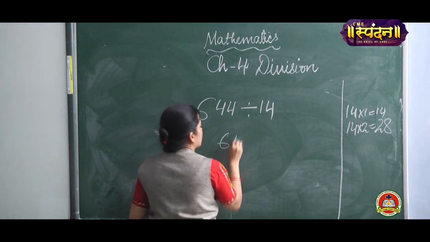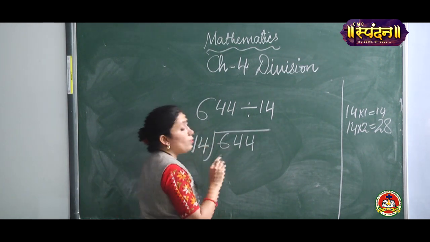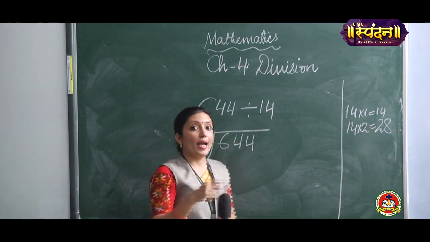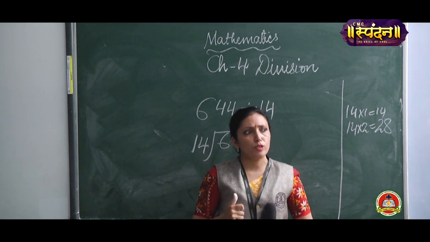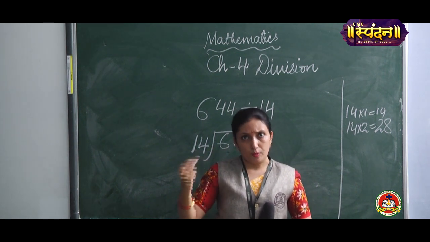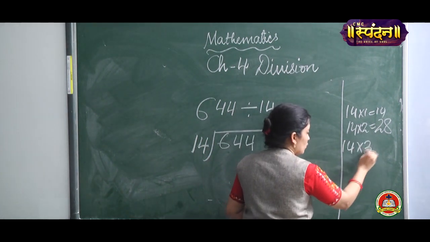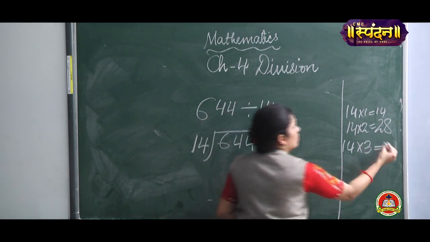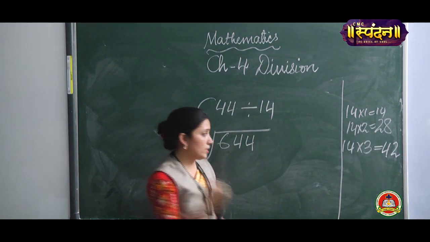Now move on. See, 644 divided by 14. The main thing you need to remember in division is that this is a number for which I have to keep saying the table. 14 ones are 14, 14 twos are 28. Then I will think, what are 14 threes? If I am not able to recall, I can just move on with this. 14 threes are 42. Okay, now let's see the next one.